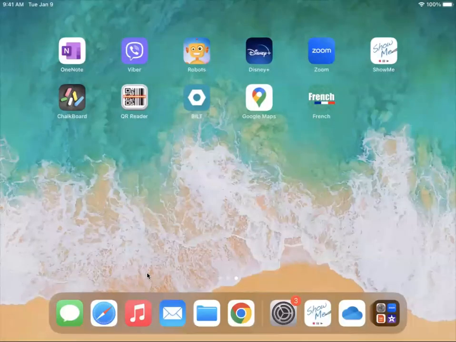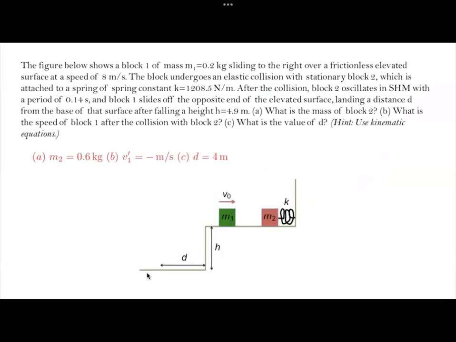So going back to the problem, the things we want to know, first of all, is what's the mass of M2? And then what is the velocity V1 prime after it goes back in the opposite direction, I should say. And then again, what's the distance d?